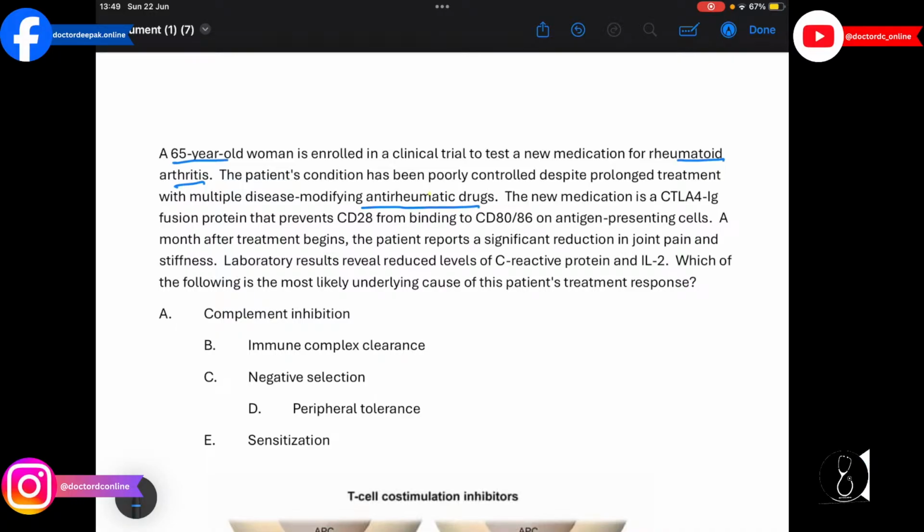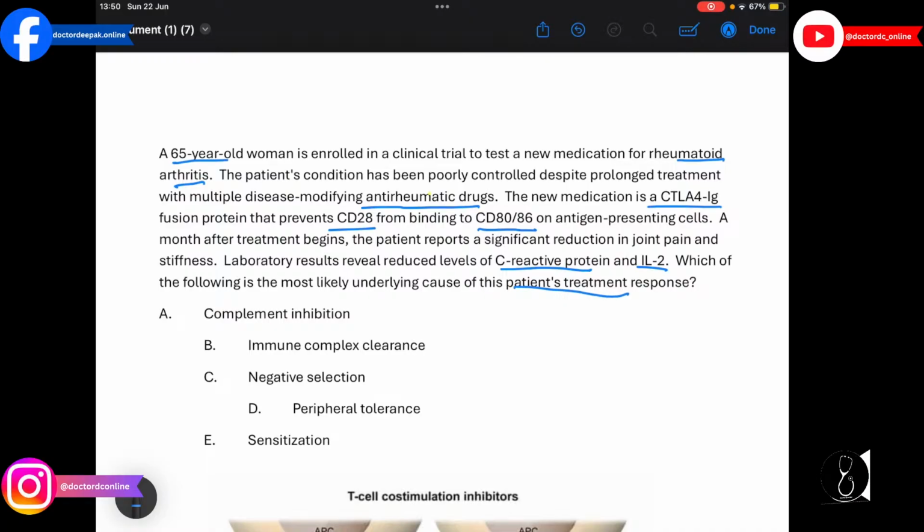The new medication is a CTLA-4 Ig fusion protein that prevents the CD28 from binding to CD80, 86 on antigen-presenting cells. A month after treatment begins, the patient reports a significant reduction in joint pain and stiffness. Laboratory results show a reduced level of C-reactive protein and interleukin-2. Which of the following is the most likely underlying cause of this patient's treatment response?